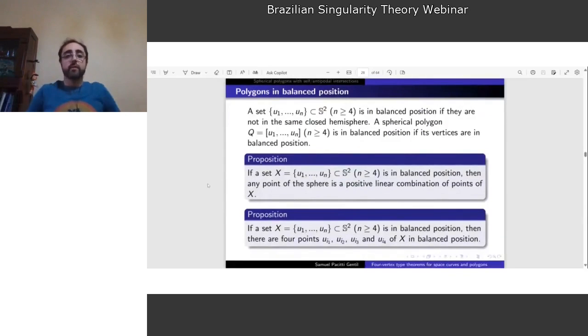And more generally, we can say that a set of points on the sphere is in balanced position if they are not in the same closed hemisphere. A spherical polygon is in balanced position if its vertex set is in balanced position. Here we have some propositions. For instance, if a set of points is in balanced position, then any point of the sphere is a positive linear combination of points of this set. And moreover, if a set is in balanced position, then there are at least 4 points of this set which are in balanced position.